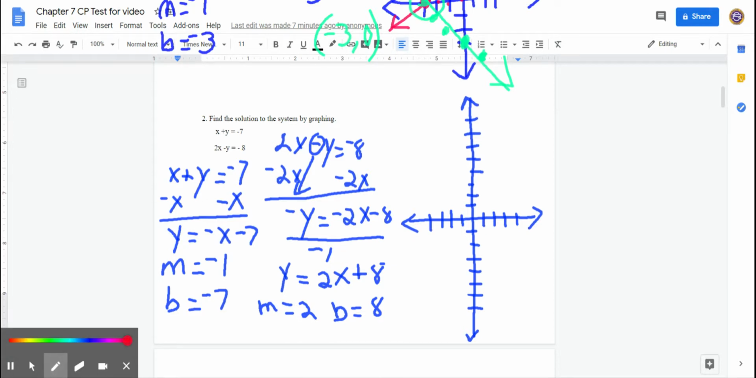All right, so the first line, again, is, let's do this one first. So that'll be line 1. So our y-intercept is -7. And our slope is -1, which would be down 1, right 1. Well, we know that the graph is going to be up top, so let's go up 1.